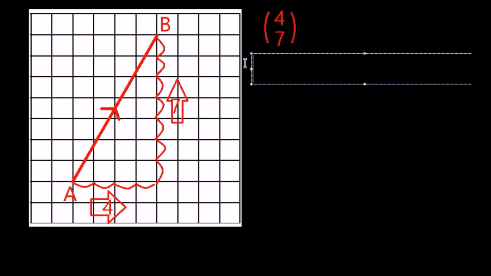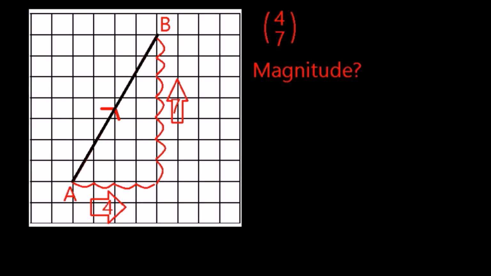Now, this is another vector, vector AB. We know how to find its direction and column vector. We need to find its magnitude. The magnitude is how long the line is.